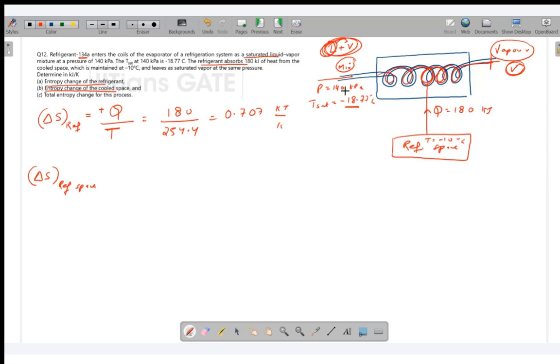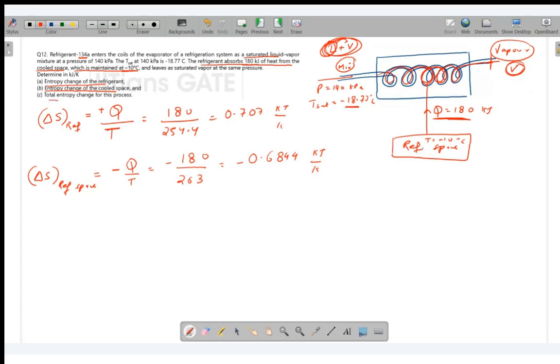People are saying non-isothermal, but let me tell you what it is saying. The refrigerant absorbs 180 kilojoule of heat from the cooled space, which is maintained at -10 degrees Celsius. That means we are maintaining a constant temperature inside the space intentionally, and in order to maintain that, this much heat is always removed from the space. So again, this is an isothermal heat transfer, but the heat is going out. So it is minus Q by T, equal to minus 180 upon 263. That is why I wanted you to answer, so you will understand where you are going wrong. Otherwise, if I tell you it is isothermal, you will just take it on my word.